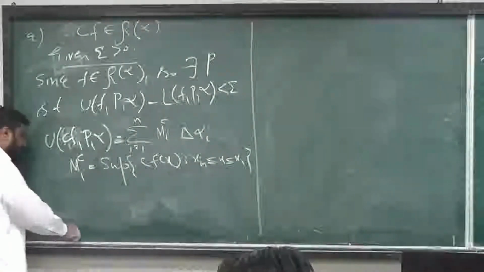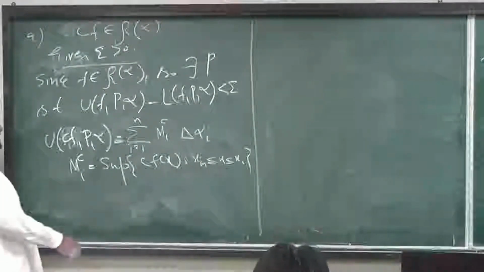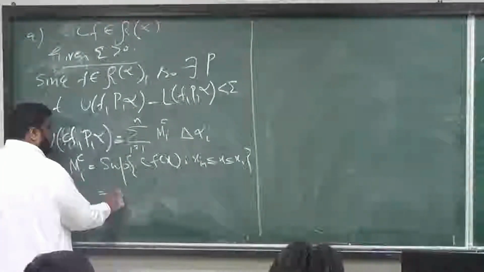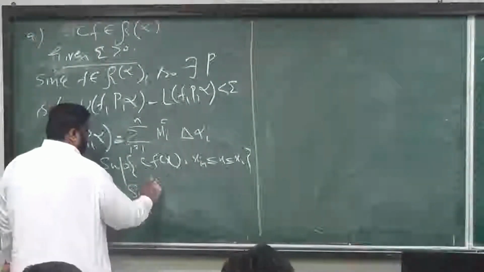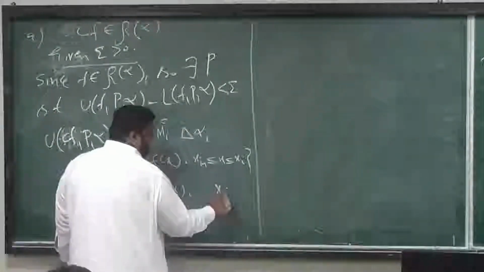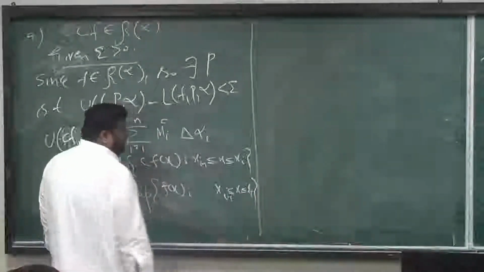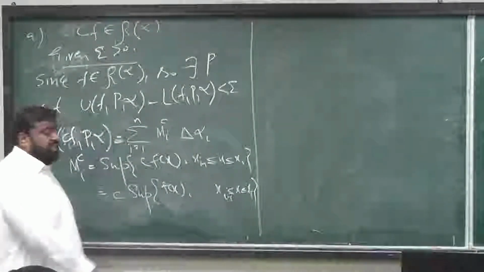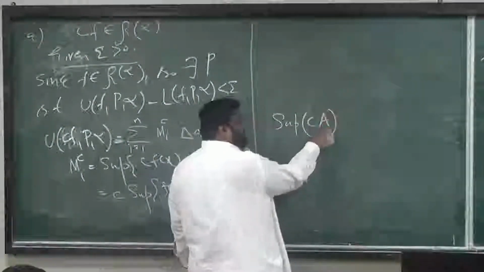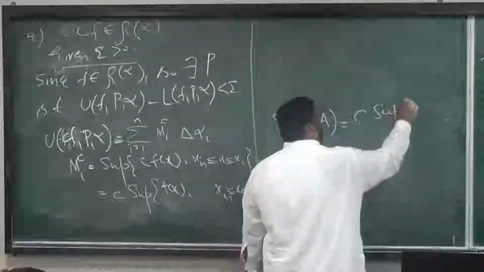Now we have to use a result actually. The result is that if you have this thing, then it should be the same as C times the Riemann sum of f of x_i minus 1. Have you seen such a result? So it's like the Riemann sum of some number multiplied by a set is the same as C times that number multiplied by the supremum of.